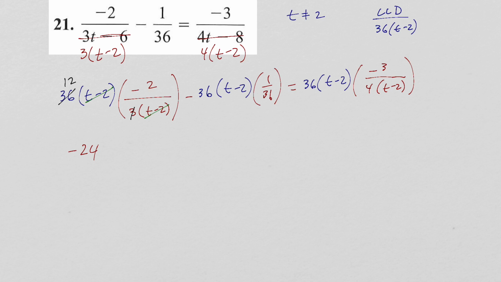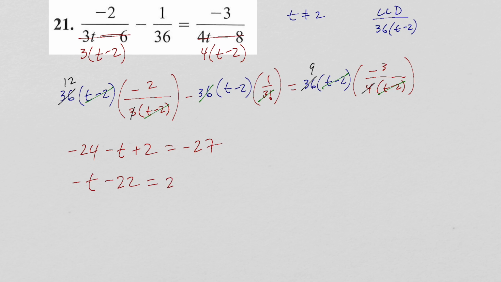Now this is going to be a little tricky. When I cancel the 36, we have a negative sitting out here, and the negative is going to distribute through the t minus 2. So I'm going to get a negative t plus a 2. Over here I'm going to cancel t minus 2, and I'm also going to say that 4 goes into 36 9 times. So when I multiply here, 9 times negative 3 is negative 27. Combining like terms, negative 24 plus 2 is negative 22.